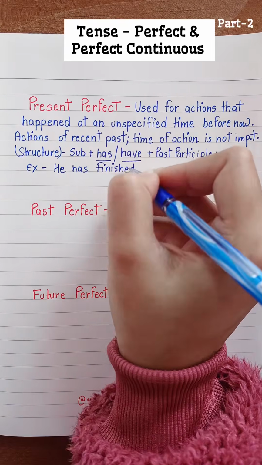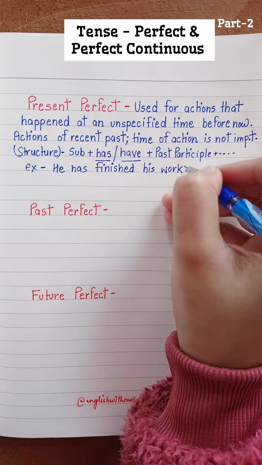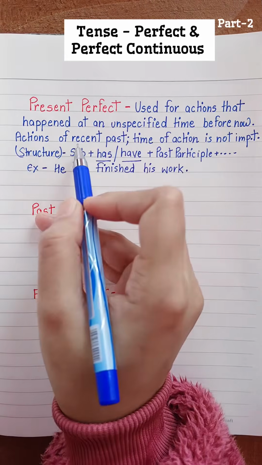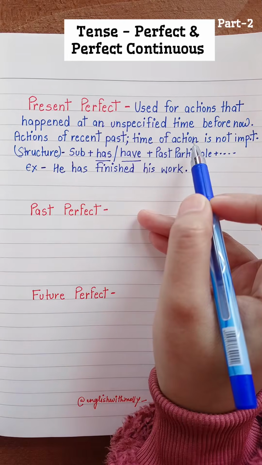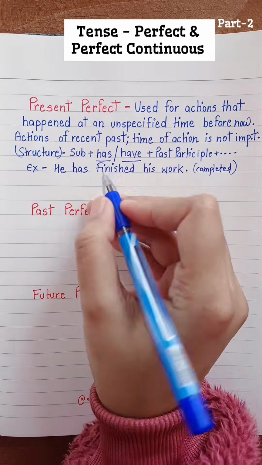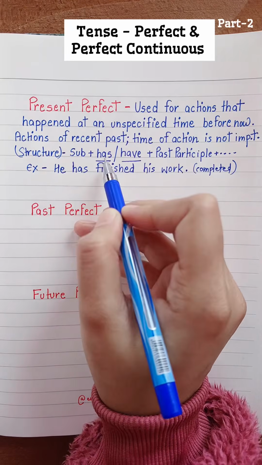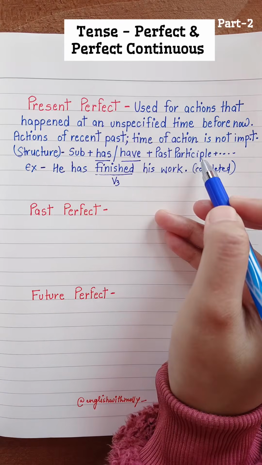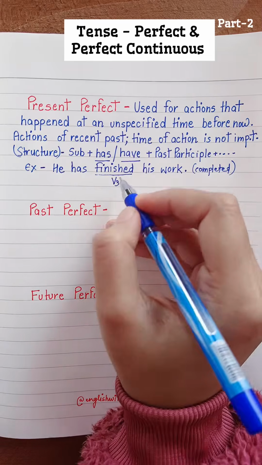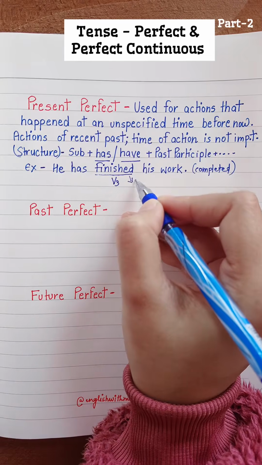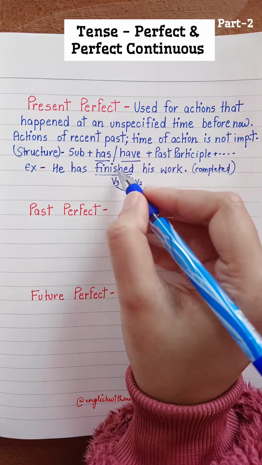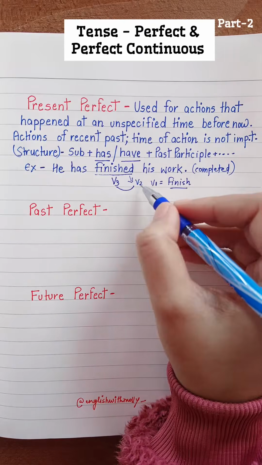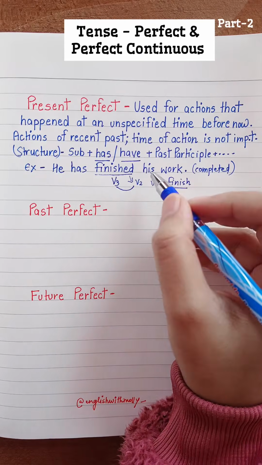He has finished his work. Here in this example, the time of action is not important. An action of recent past is a completed action. And according to the structure, we have taken he takes has, finished is V3, which is also known as past participle form of the verb. V2 is also written as finished. Both are written same but used with different tenses. And V1 is finish. V1, V2, V3: finish, finished, and finished.